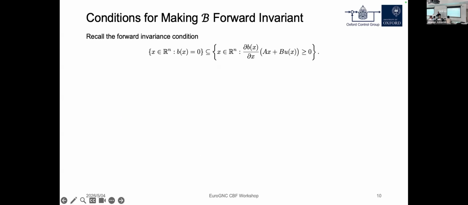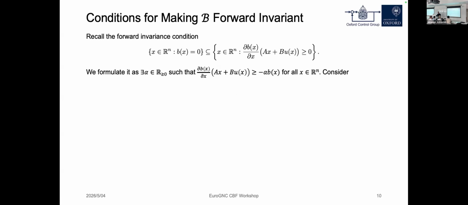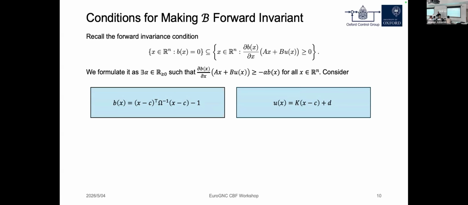For this condition, we want to make sure that on the boundary of the invariant set, B dot is greater or equal to 0. We can use the standard barrier function trick to reformulate the condition, where we introduce this parameter alpha, a positive constant, and say B dot is greater or equal to minus alpha times B. This is the very standard CBF QP type of condition. Recall that we have a quadratic barrier function, so it's enough to consider a linear controller for a linear system.